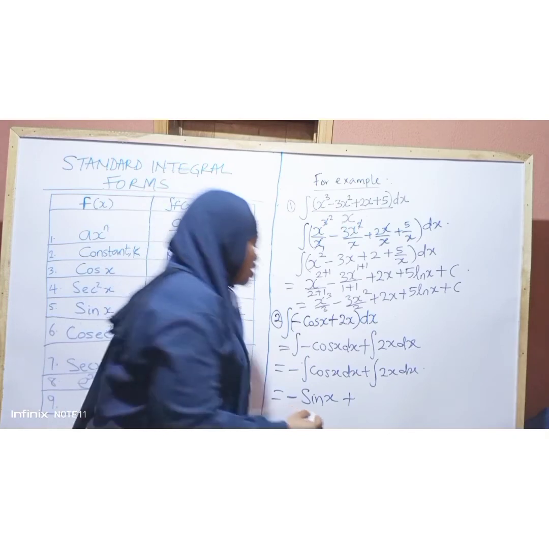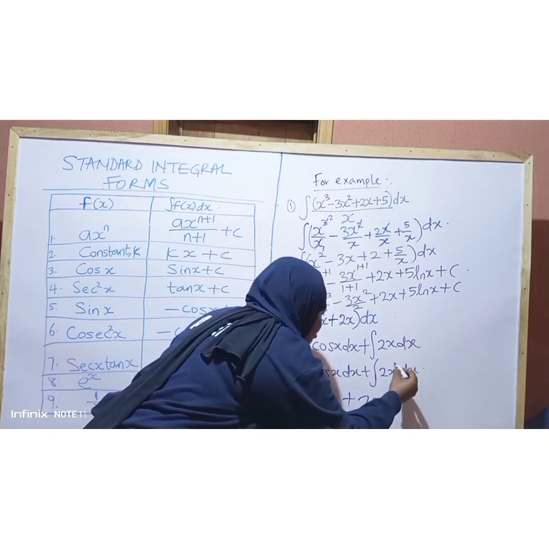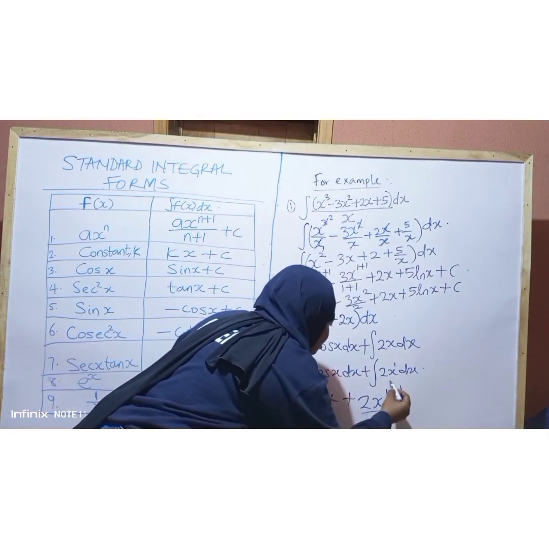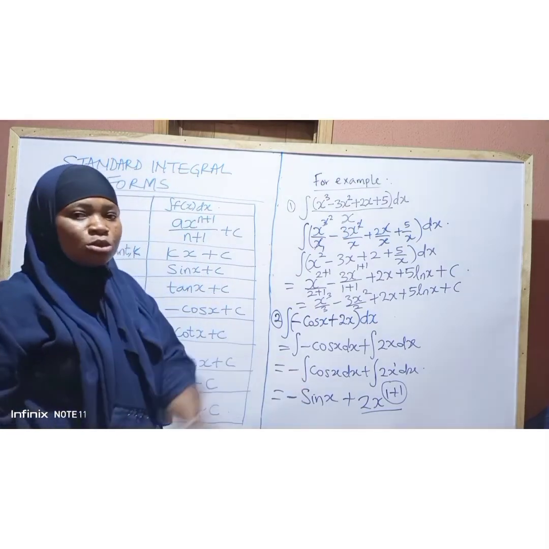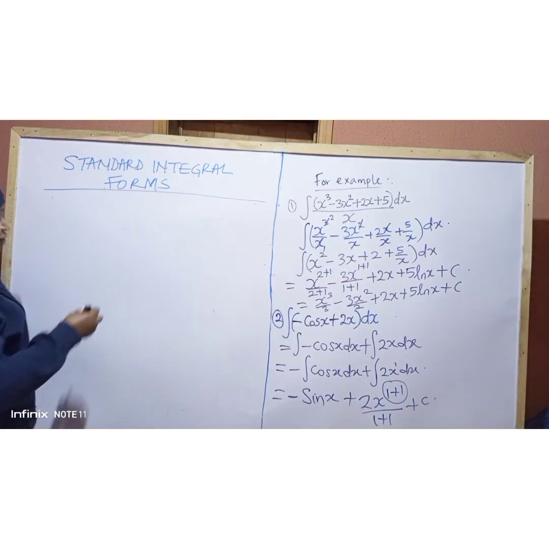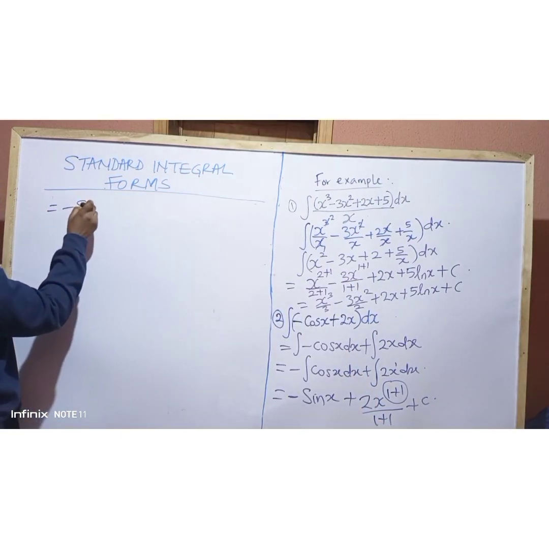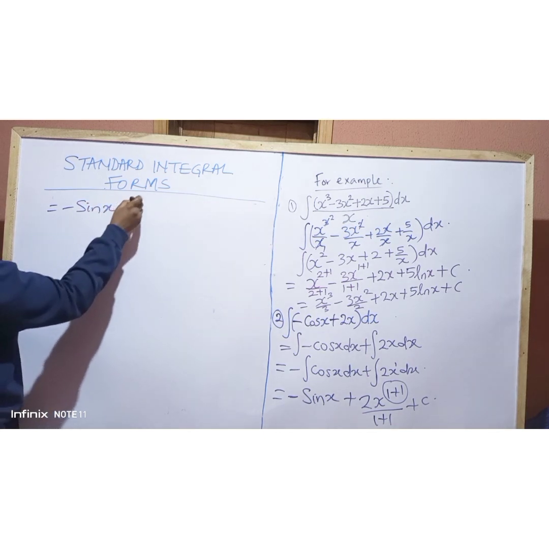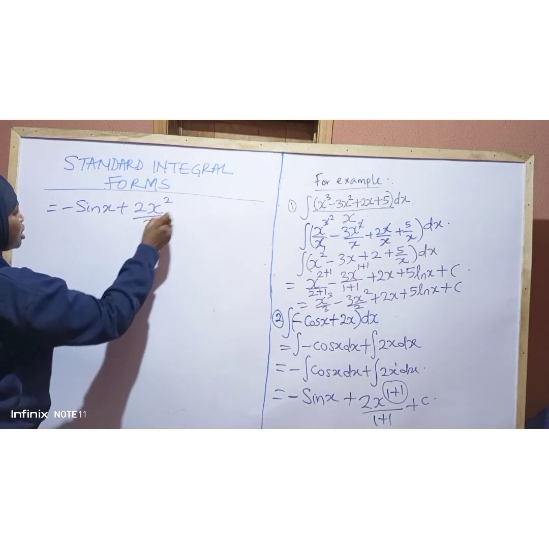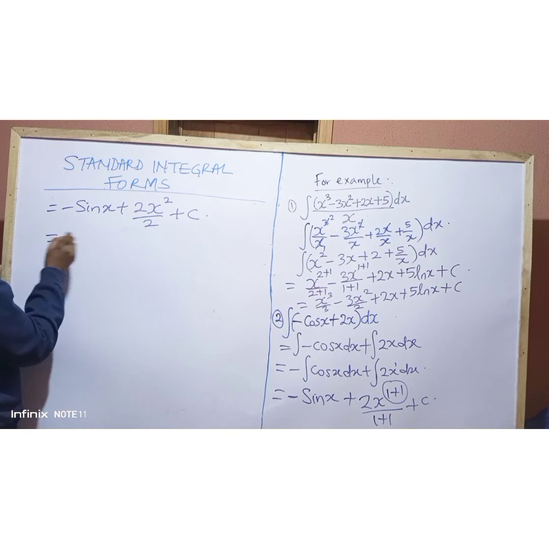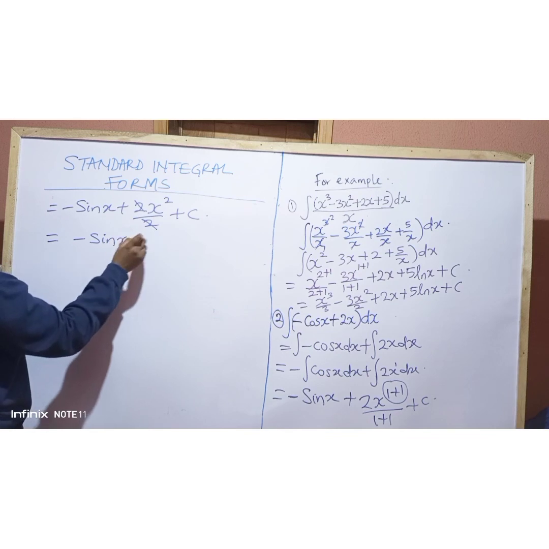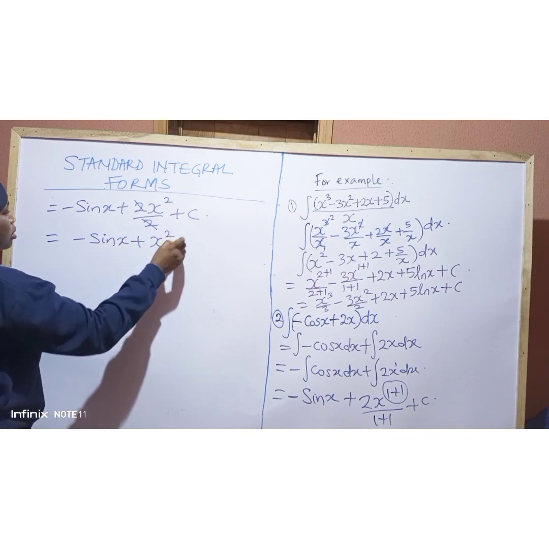If you integrate 2x, you have 2 multiplied by x. The exponent of x is 1. So 1 plus 1 divided by the new exponent, which is 1 plus 1, then plus c. So I have minus sine x plus 2 multiplied by x raised to power 2 divided by 2, then plus c. So the answer is minus sine x, 2 cancels 2, plus x squared plus c.